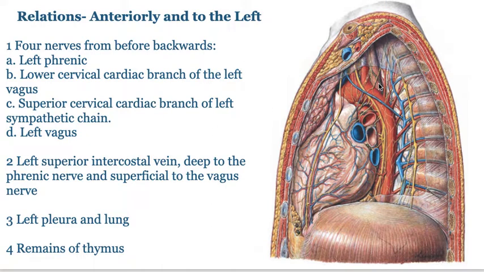Relations: anteriorly and to the left, four nerves from before backwards. We have the left phrenic nerve, the lower cervical cardiac branch of the left vagus, the superior cervical cardiac branch of the sympathetic chain, and the left vagus itself.